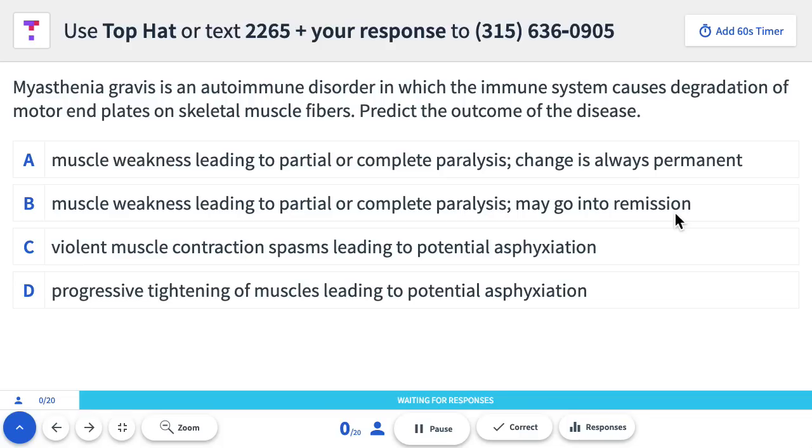Okay, try this one. See if you can figure out the impact of this disorder. I'll tell you the two important parts are autoimmune and motor end plate.